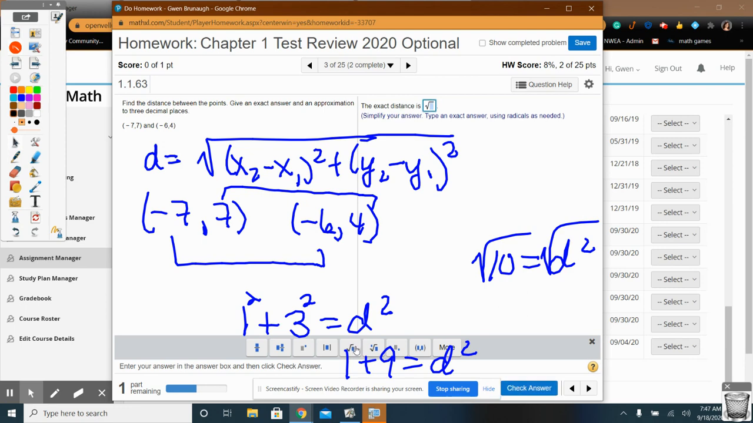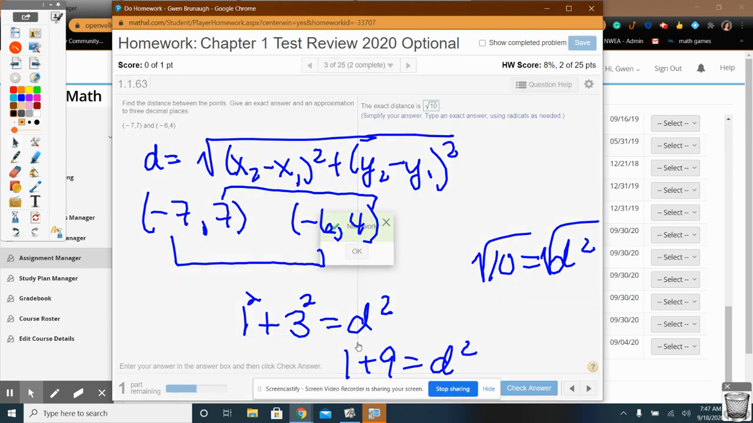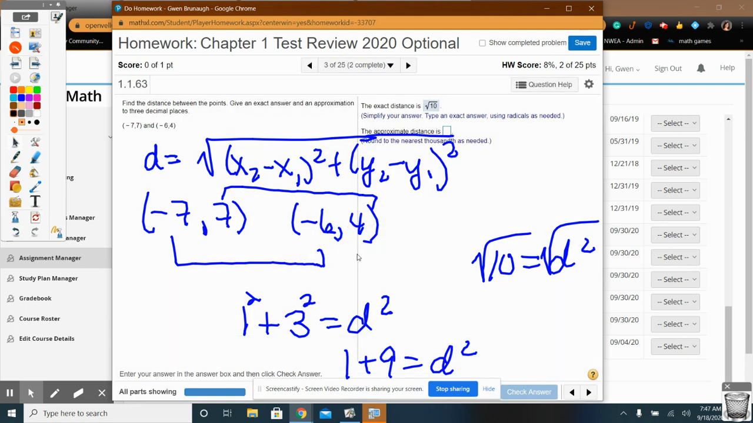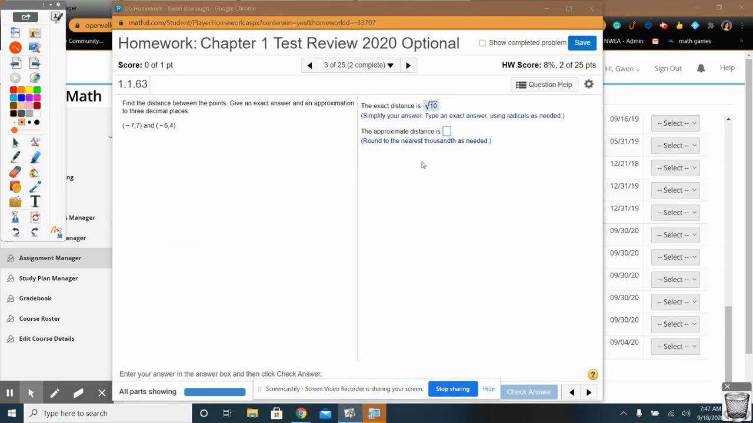And it looks like this one will not have to be simplified on the test, even though it did on the quiz. They do want you to approximate the square root of 10. Please be very careful. Nearest thousandth is 3 decimal places. So if you take the square root of 10 to 3 decimal places, I get 3.162.